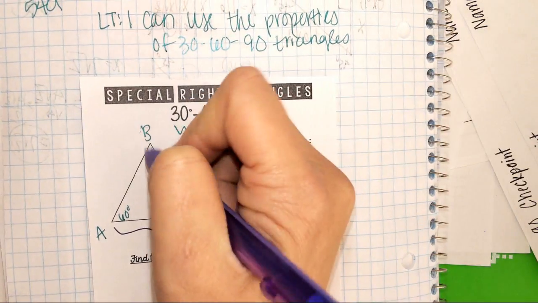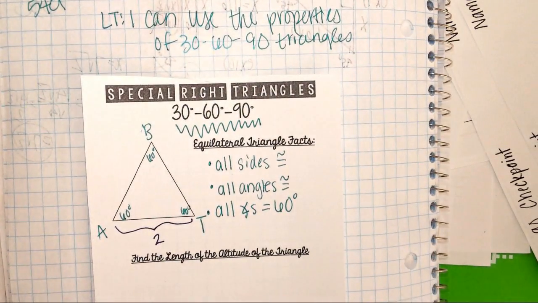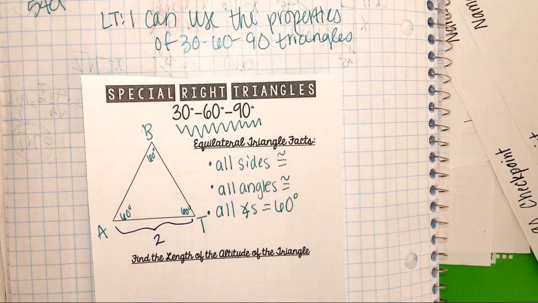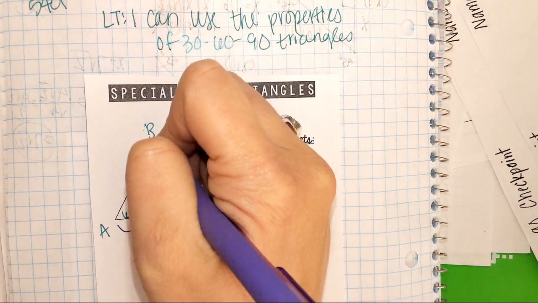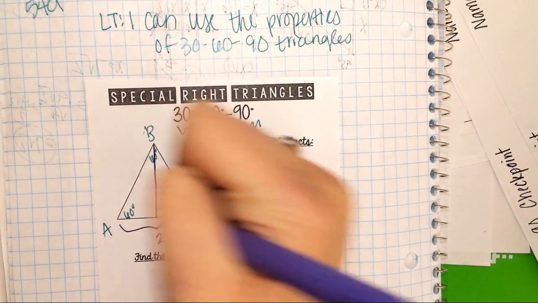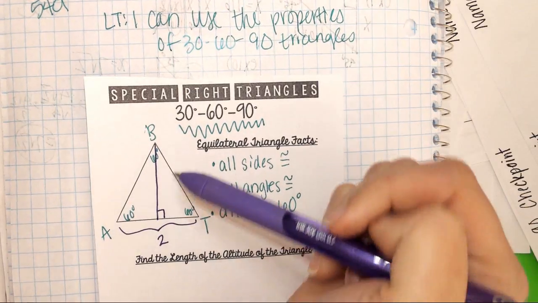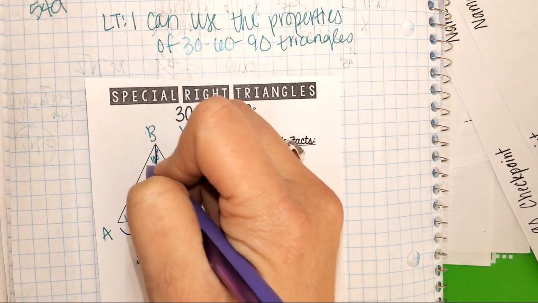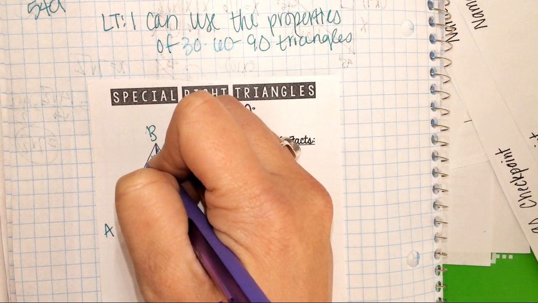Alright, so what we're going to do is draw an altitude. What is an altitude? The height. Yes, but what does it do? It cuts the angle in half, and then what does it do to that side? Good, take a point.